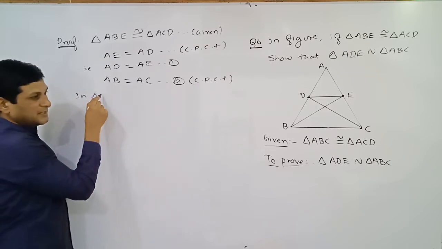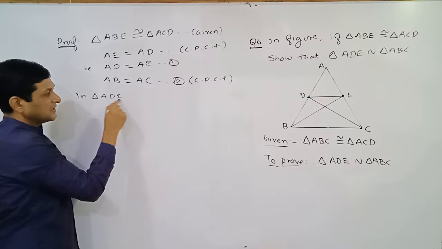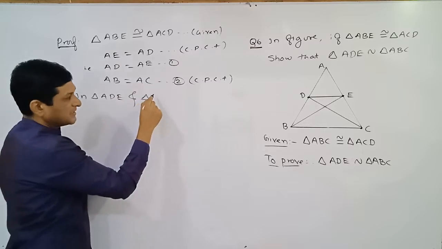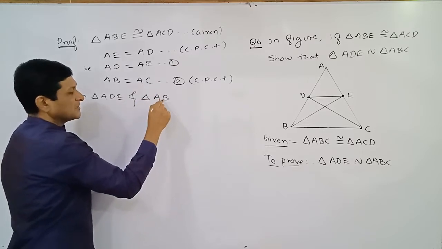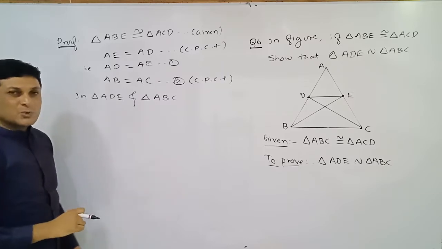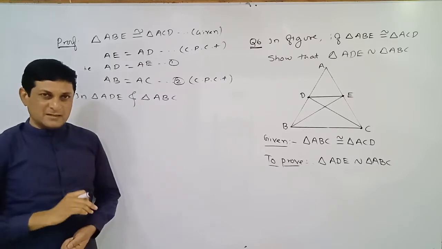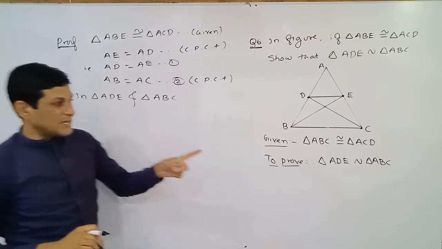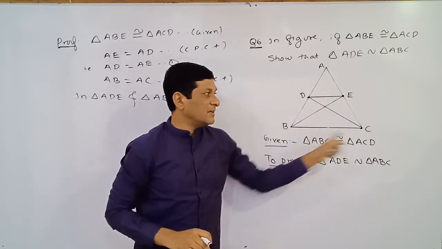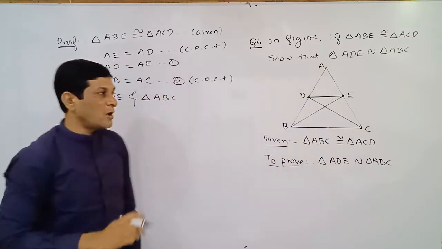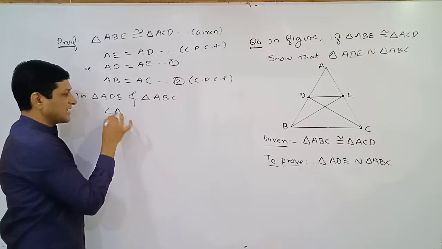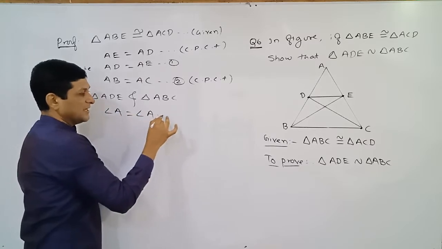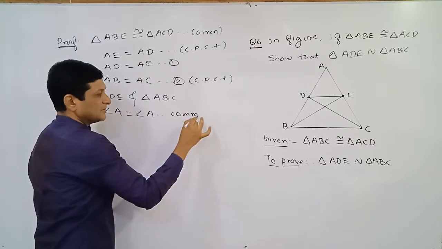Now we are considering two triangles, triangle ADE and triangle ABC. Our aim is to show that these two triangles are similar. If you observe these two triangles, ADE and ABC, angle A is a common angle. So we can say that angle A is equal to angle A. It is a common angle.